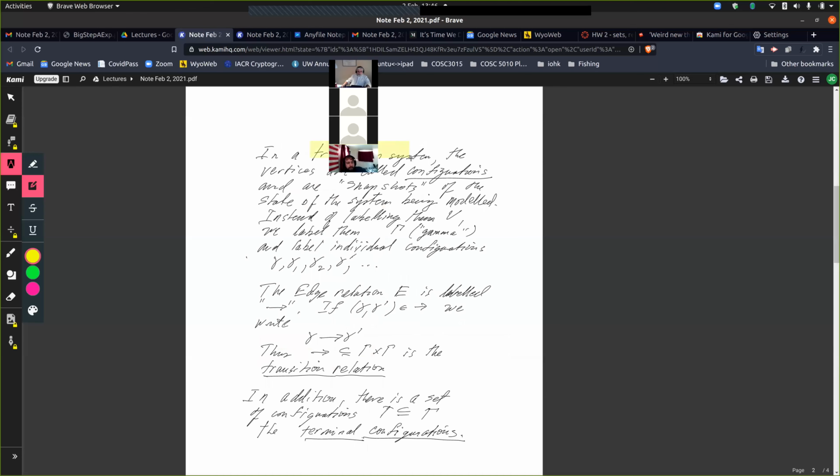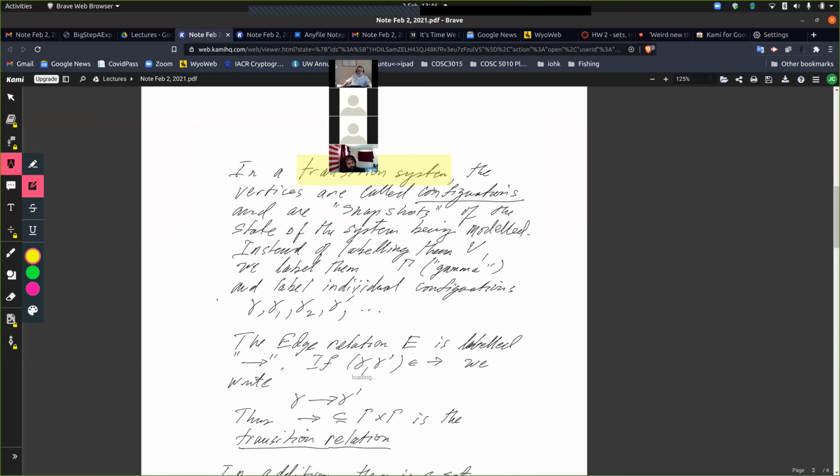So a transition system is just a specific, it's kind of, they use the structure of a directed graph to represent a transition system. The vertices are configurations. The vertices are called configurations.